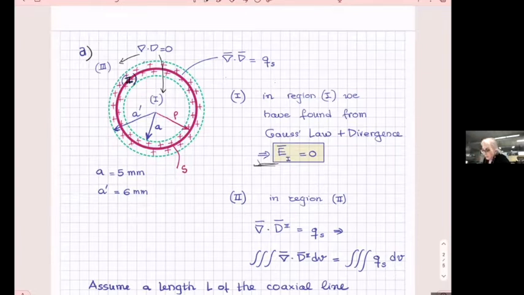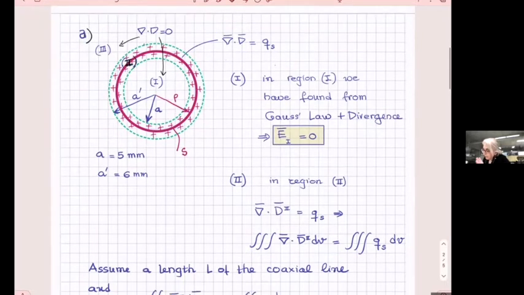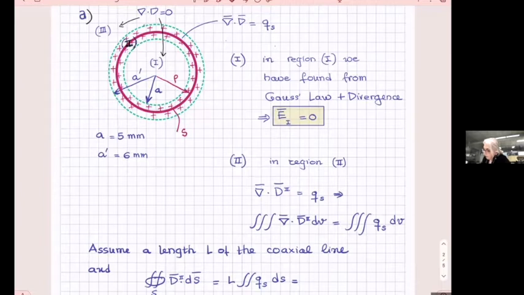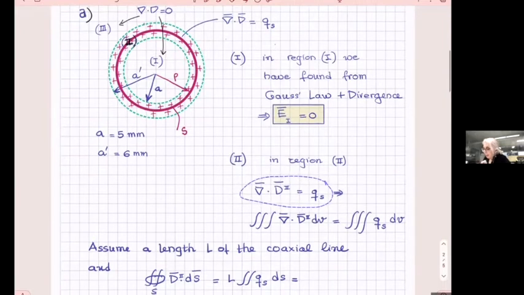Any questions? Wherever you don't have charges is this one. Wherever there is a charge available is this one. All right? So now what we do is two things. We take Gauss's law here in region 2. And first of all, in region 1, we know that there are no charges.